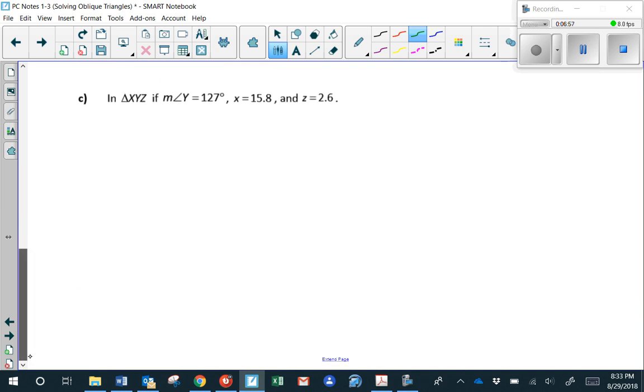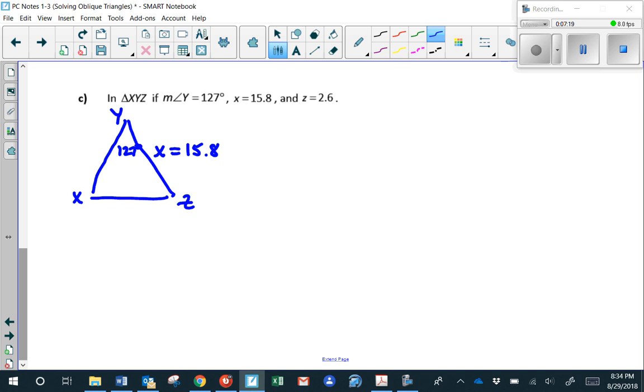In example C, we have a little bit of a different setup. Let's make a sketch first. Triangle XYZ. It doesn't matter if the triangle is drawn to scale or not. Angle Y measures 127 degrees. Side X measures 15.8, and side Z measures 2.6.